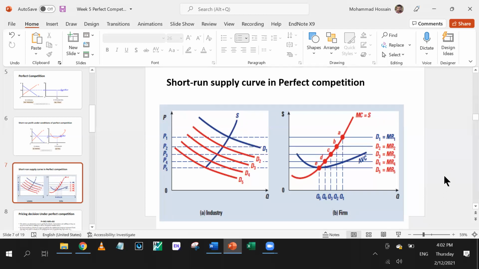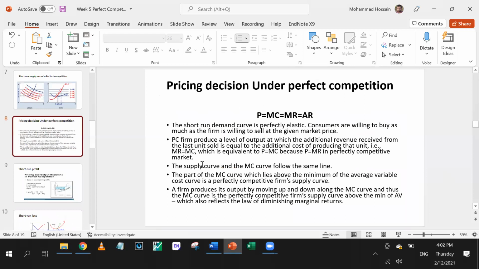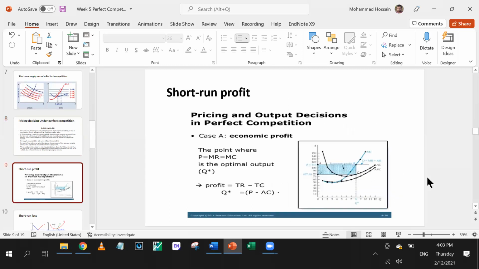All right, so let's move on. I think that's all I've discussed. That's all they're going to talk about in here. The short-term demand curve is perfectly elastic. Yes, consumers are willing to buy the preferred funds. Okay, the same thing. Now, how about the profit level? Okay, let's talk about the profit level.